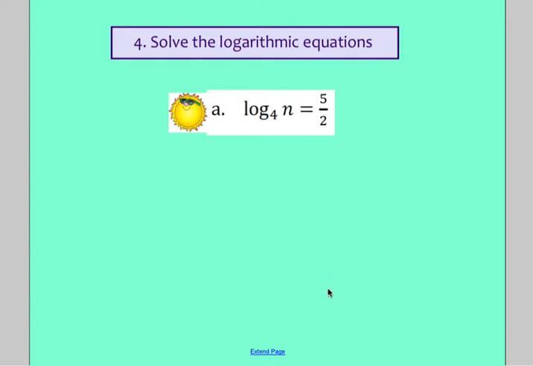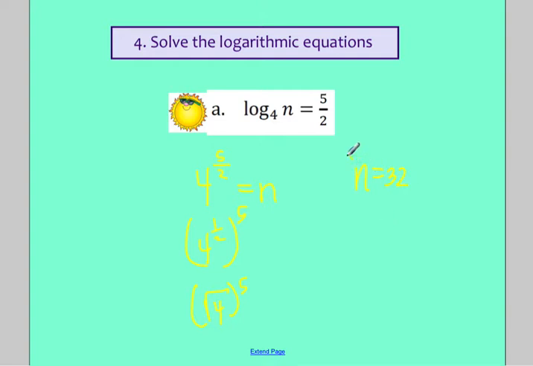So I have log base 4 of n is equal to 5/2. Let's write this into exponential form. It is really 4 to the 5/2 is equal to n. I might not know what that is right off the top of my head, but you could rewrite it as 4 to the 1/2 to the 5th. Remember, the 1/2 power is really the square root, so the square root of 4 is 2, and 2 to the 5th gives me 32. So n is equal to 32.